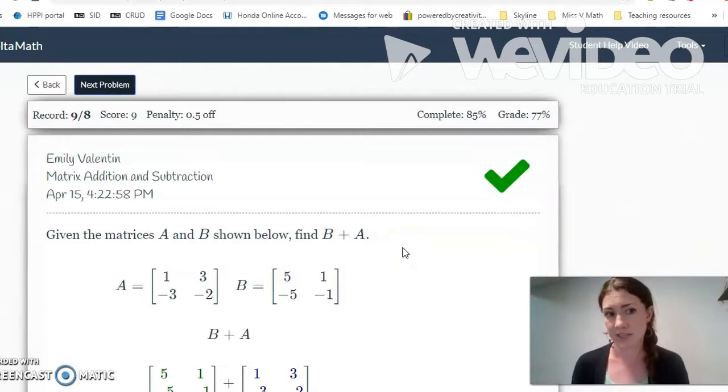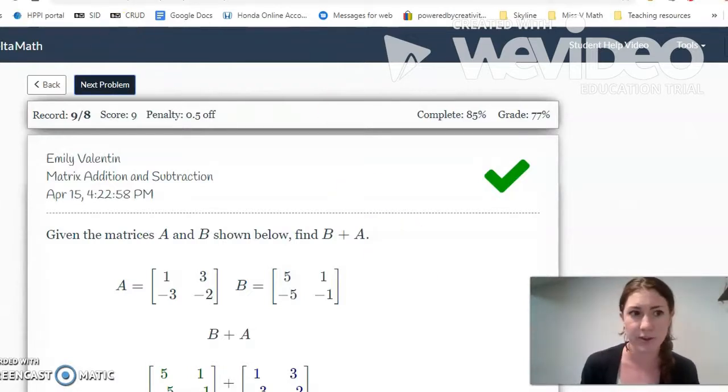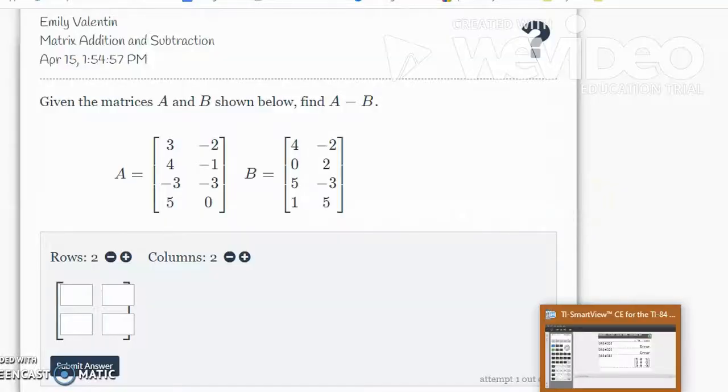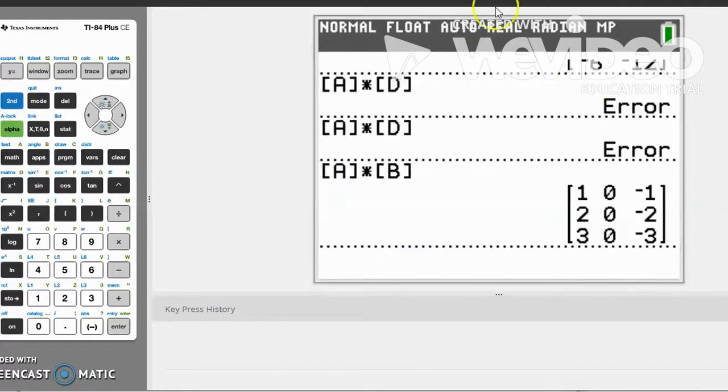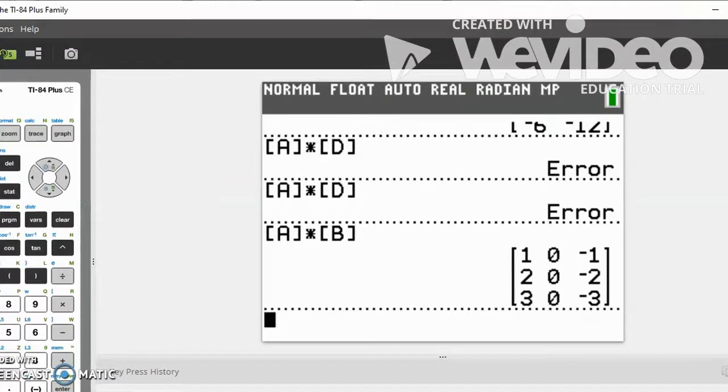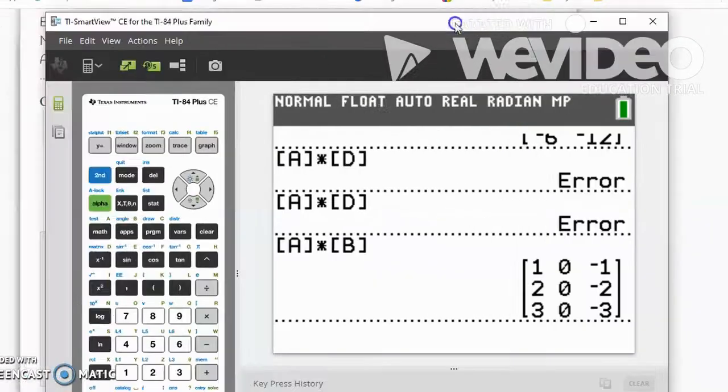We can also do these on a calculator if we really wanted to. Might be a little more time consuming than it's worth though. We have a subtraction problem. Could do this by hand, or we can use our calculator. I'm going to try and make this smaller so it actually fits in the screen here.